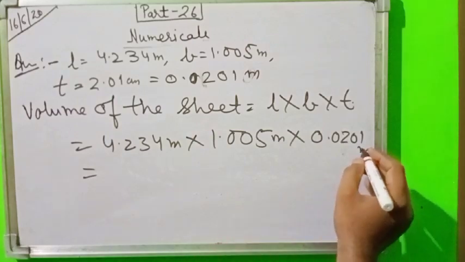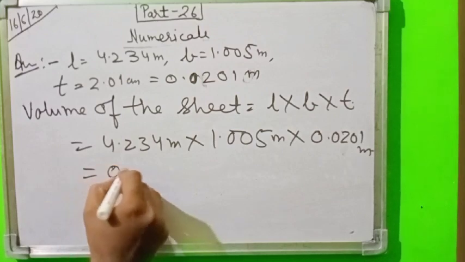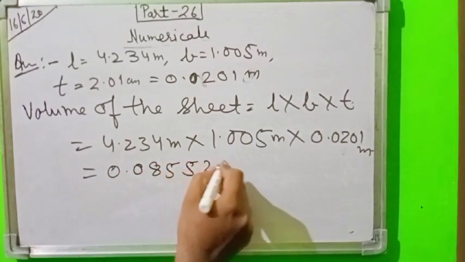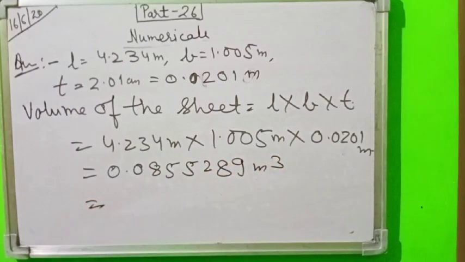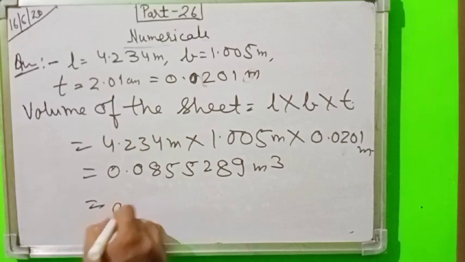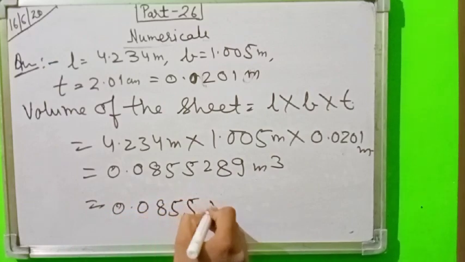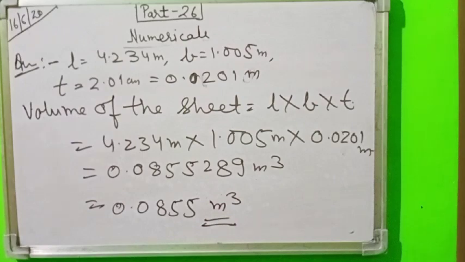It is in meter cube. We will get the result 0.08555289 meter cube, and we have to mention the result up to 3 significant figures. So the result will be 0.0855 meter cube up to 3 significant figures.